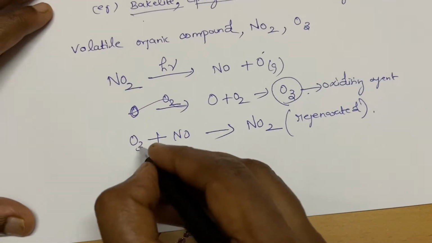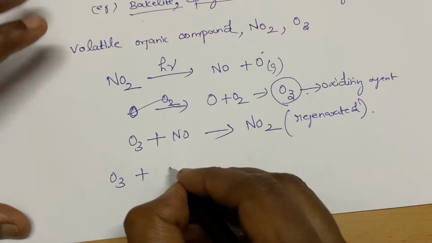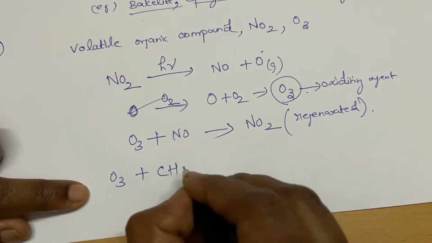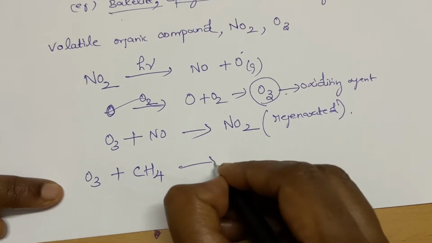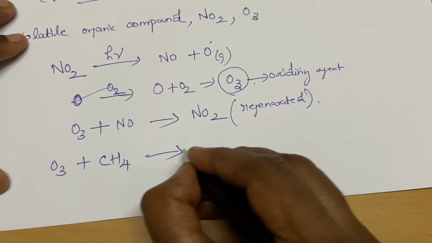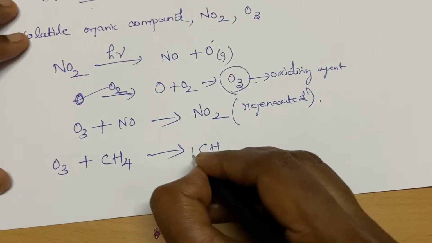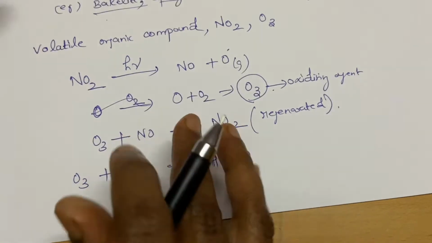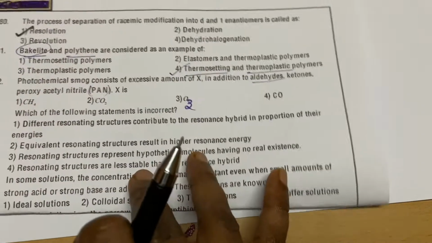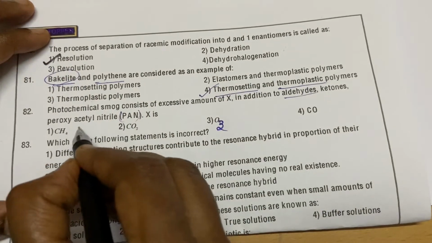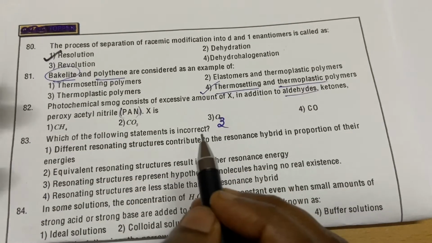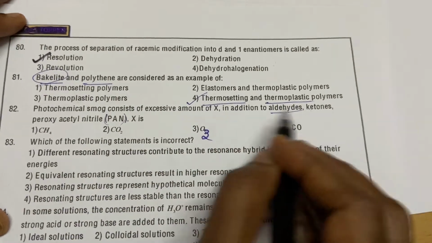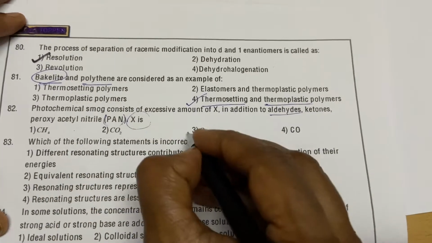Students, this ozone in turn reacts with volatile organic compounds such as methane in the atmosphere, to form formaldehyde, ketones, and a number of other pollutants like peroxyacetyl nitrate. So other than aldehydes, ketones, and PAN, the X is ozone.